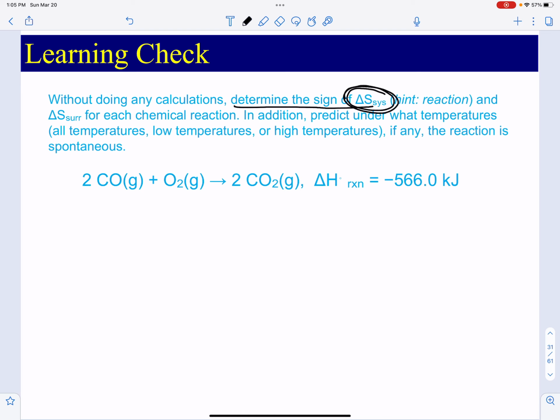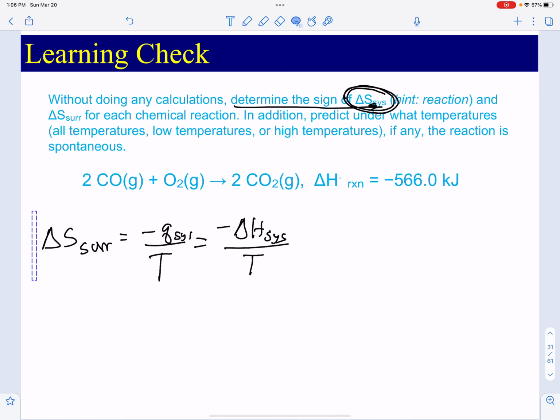Remember, we learned this, right? We learned delta S of the surrounding equals minus Q over T, which is the same as minus delta H over T. So that's not what we're looking for here. We're looking for the system. However, after we do find the delta S of the system, we are asked also to find the delta S of the surrounding, so that's where we're going to use this formula.